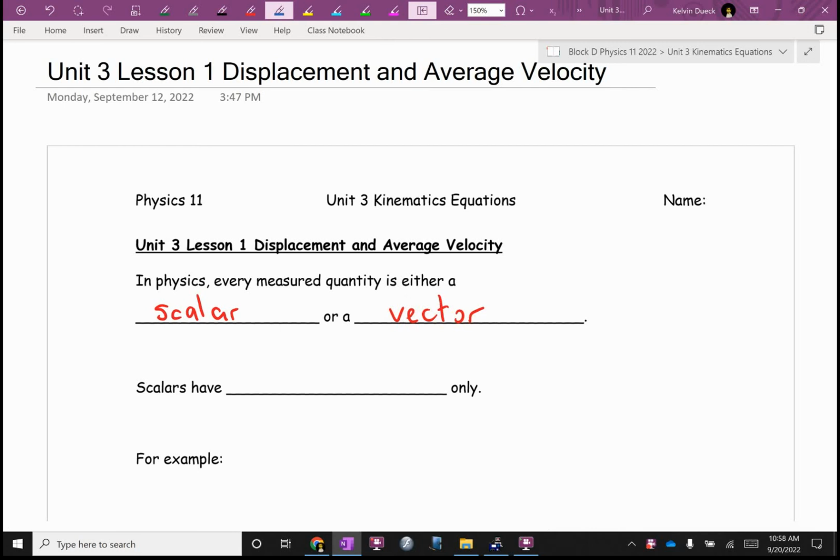In fact, for the rest of this course and Physics 12, anytime I introduce a new concept to you, number one, I'll tell you the abbrev. What letter are we going to use? Number two, I'll tell you the units. What do we measure it in? And then the third thing I'll tell you is whether it's a scalar or a vector. You will need to memorize those three things, the abbrev, the units, and whether it's a scalar or a vector.